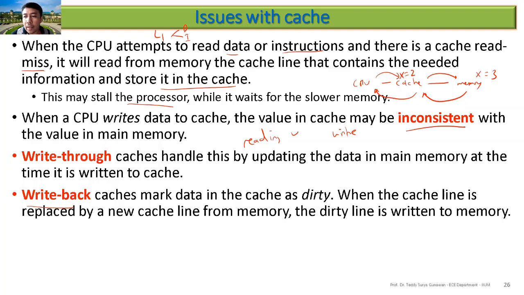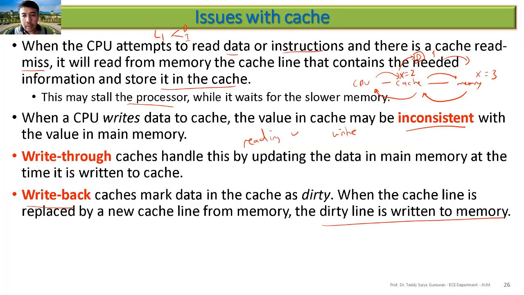Write back means you just mark it as dirty. X is dirty. There's some status there, clean or dirty. Let's have the D status, which is for dirty. If D equal to 1, it means that you need to write it down in the main memory. So the dirty line is written to the memory.